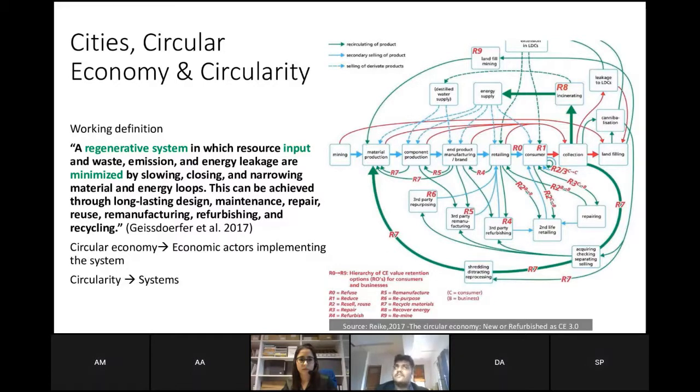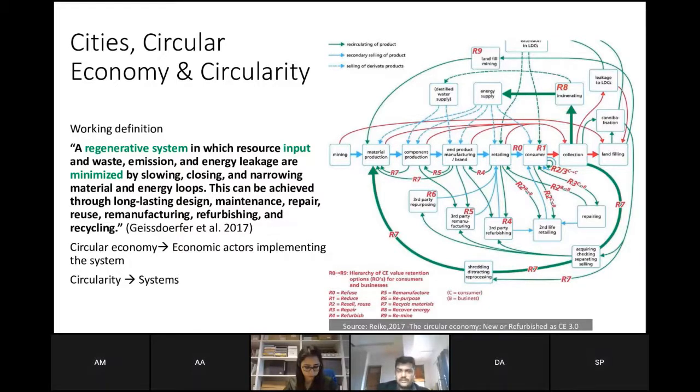For the study, we accept the definition which talks about a regenerative system to minimize the use and the leakage of resources particularly. And from it, we can propose a hypothesis that circularity is actually about systems, whereas circular economy is about the economic actors. For example, a reuse process is a system, but the incentives or the environment because of which it happens fall under the topic of circular economy. And our prime interest is measuring circularity in the study.